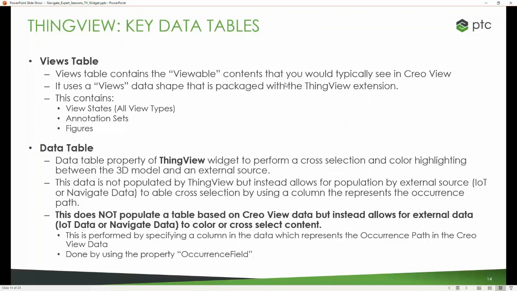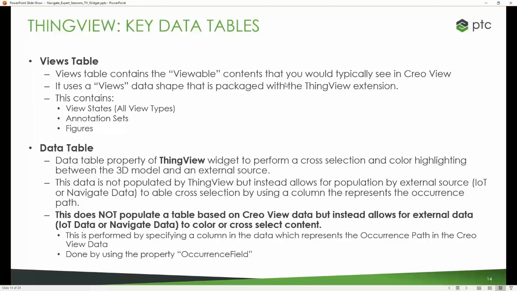In addition to the views table, an important table to understand is the data table. The data table starts to interact with the actual structure and 3D content inside of the view. We utilize this data table to perform two things. You have the ability to enable cross-selection in order to actually populate and show what's of interest in the model. We also have the ability to influence color highlighting between the 3D model and an external data source.